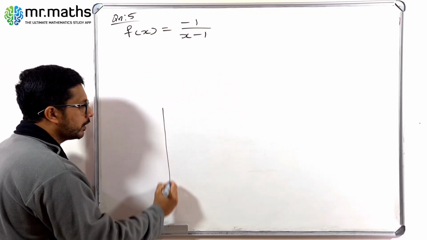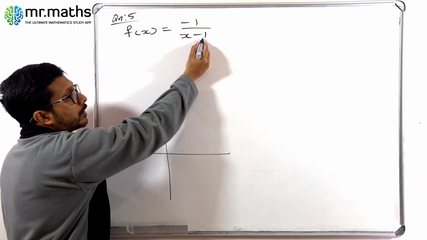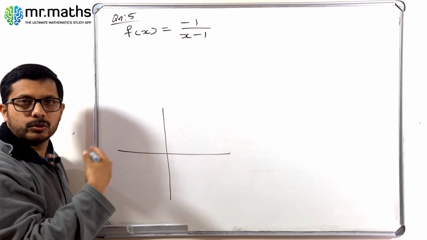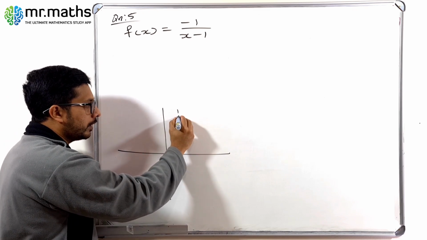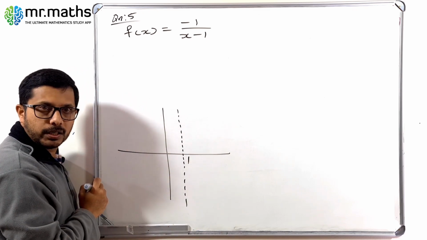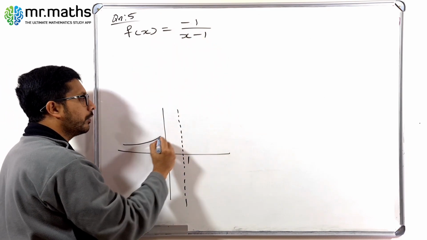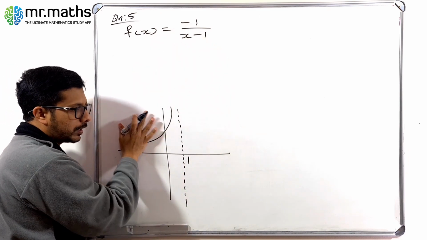Okay, so there is a graph like this, and since x minus 1, what is asymptote? x is equal to positive 1. That means there is an asymptote going through 1. Okay, and we know that since here it is minus, the shape of the graph is on this side and this side.